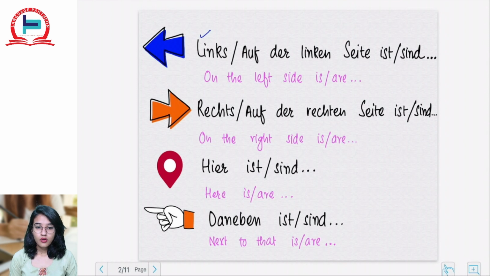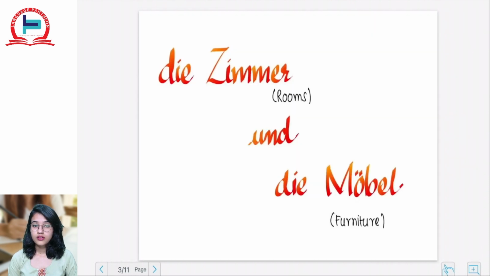Then daneben. Daneben means next to that. Let's suppose I am already explaining a room and then I will say that next to that room there is this thing. So daneben ist dash oder daneben sind dash. Klar? Now you can write here any of the rooms that we have in our apartment, and let's see those rooms along with the vocabulary of furniture. So we have different rooms. Let's see one by one what the rooms are called in German and also some of the vocabulary for furniture. Die Zimmer und die Möbel.